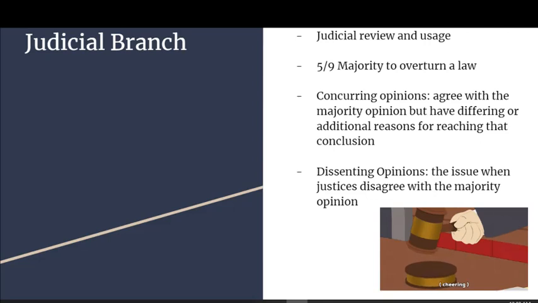Two different scenarios. The concurring opinions, say most of them agree, but they have different reasons why they agree on that opinion. And then the second one, the dissenting opinions, is when some justices don't outright agree with the majority opinion. So let's say there's a 5-4 vote, and this is a dissenting opinion from the Supreme Court.